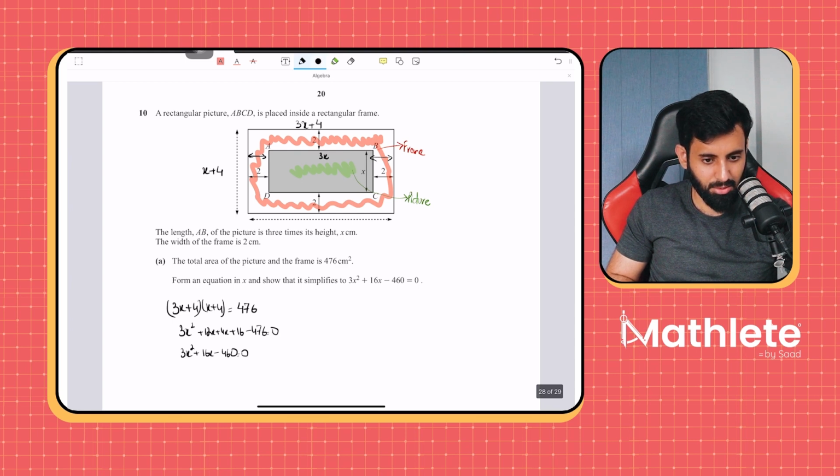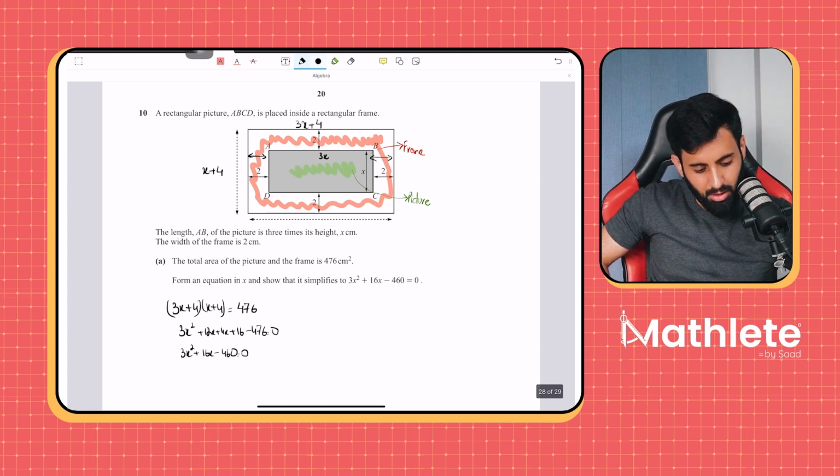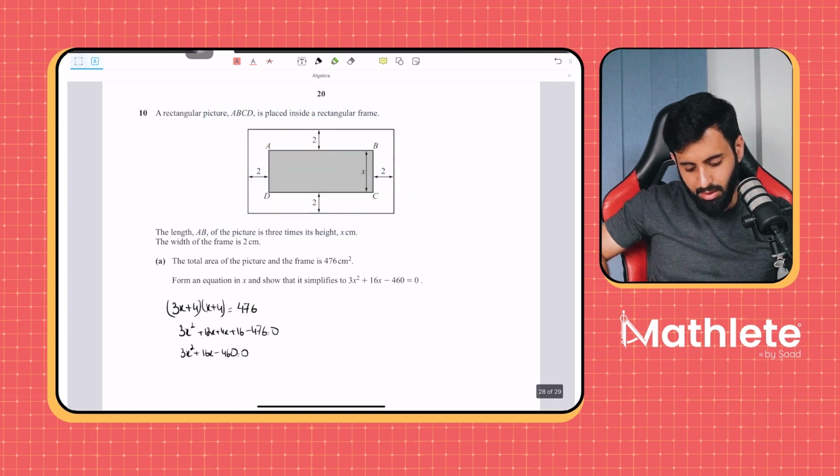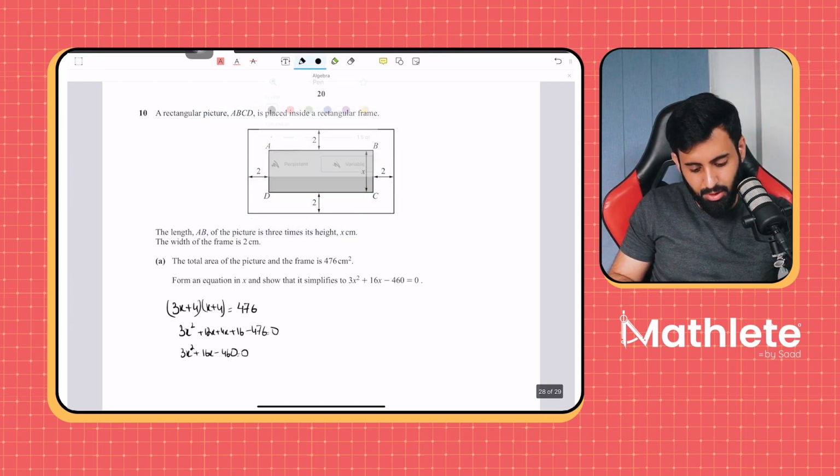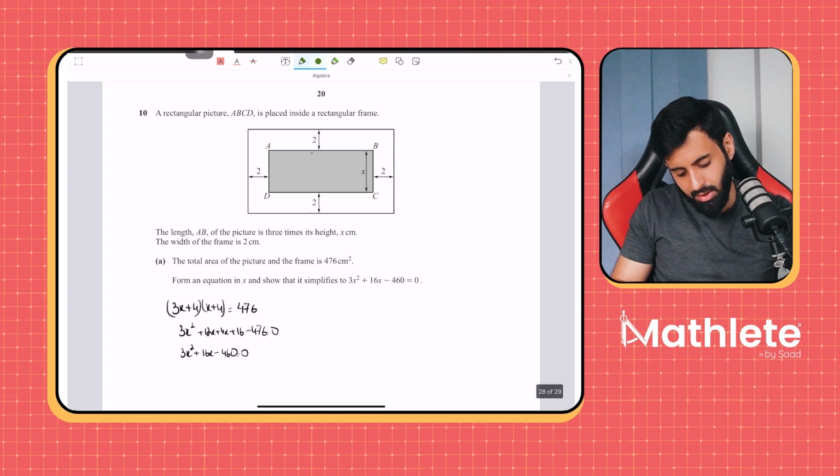Sir, can you please show the first part for a while? Can you please explain the first part again? Okay. All right, I'm just going to quickly clear this and explain it again. So first of all, AB is 3x. And why is it 3x? Please read the question. You'll find the answer to it.